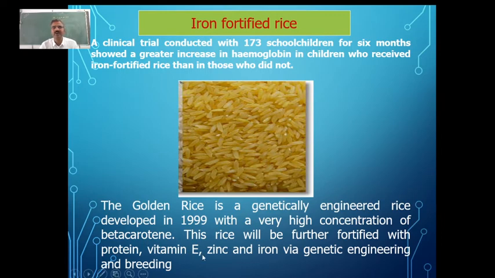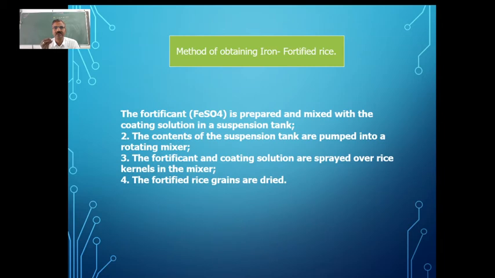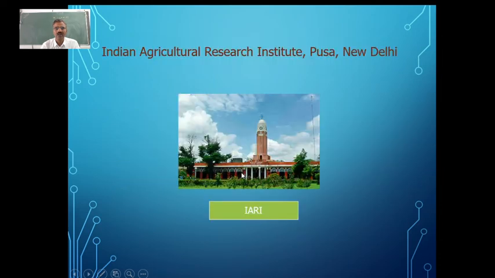And they want to further fortify this with proteins, vitamins, then zinc and like that. Now they are fortifying many things with many nutrients. So these are some of the examples which have been given. How this iron fortified rice has been obtained, you can see in this. And this is IARI, which is there in Pusa area of New Delhi.